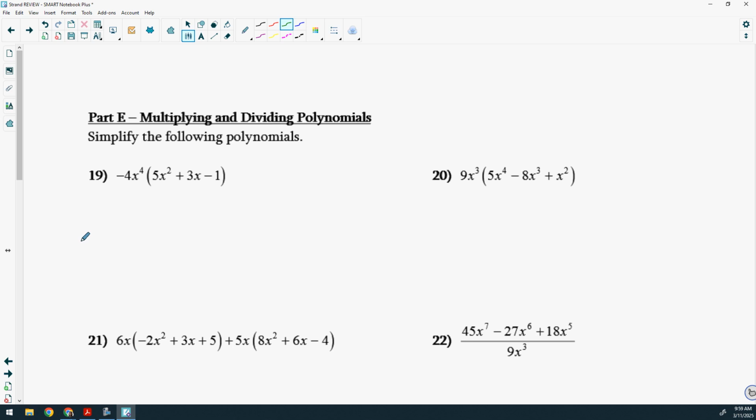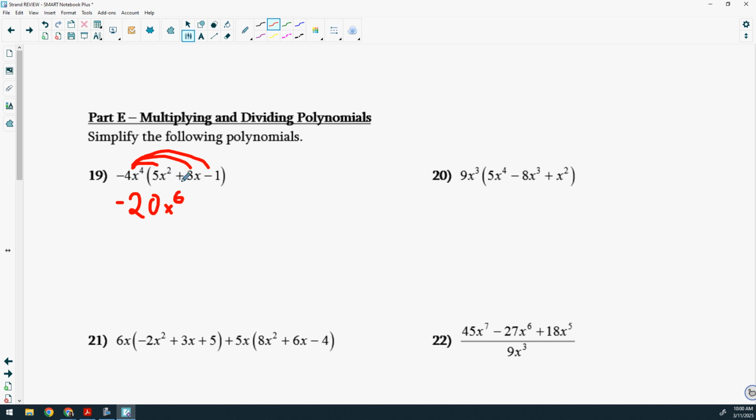Okay, part E, multiplying and dividing polynomials. Simplify the following polynomials. So we're going to be doing the distributive property. So we have negative 4x to the exponent of 4, and we're distributing that through. Keep in mind, negative times a positive is a negative, and a negative times a negative is a positive. So negative 4 times negative 5 is negative 20. When we multiply powers or multiply exponents, we add them. So we have 4 plus 2, which is 6.